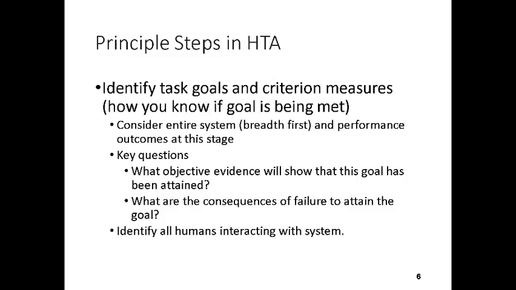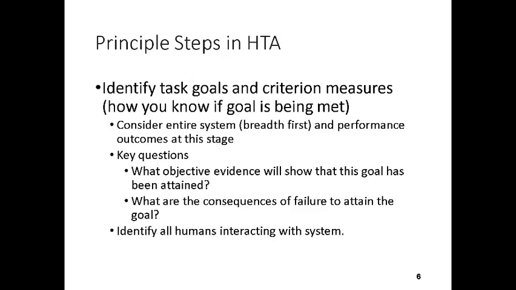In this first step of the HTA, you consider the entire system. Remember, this is the breadth first part of it. So at this stage, you also consider the performance outcomes. So you want to ask some questions like, what objective evidence will show that this goal has been attained? What are the consequences of failure to attain the goal?